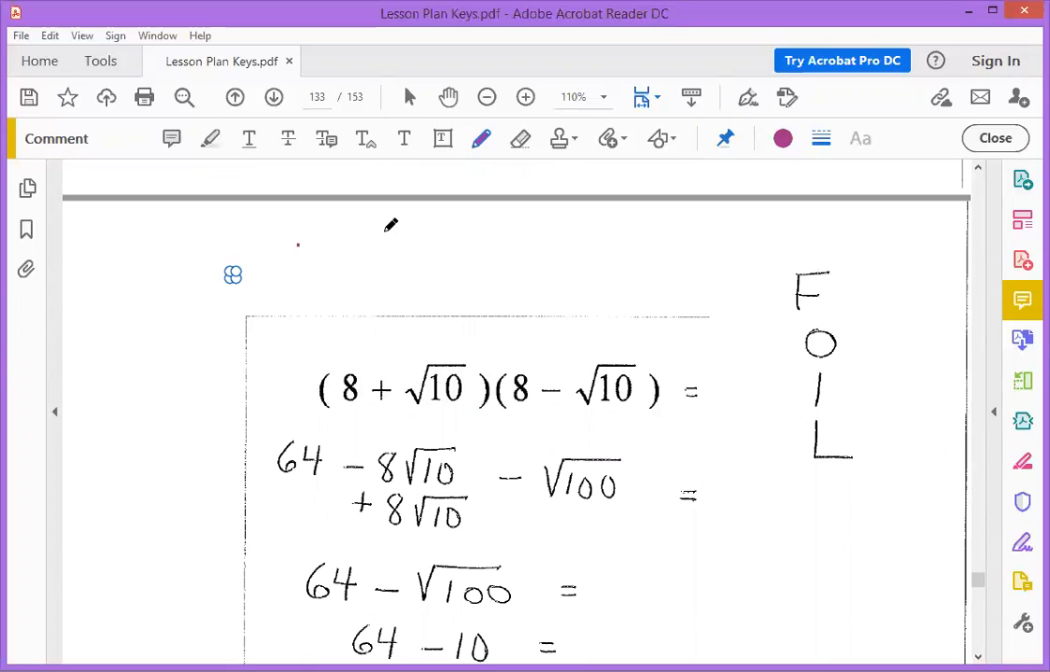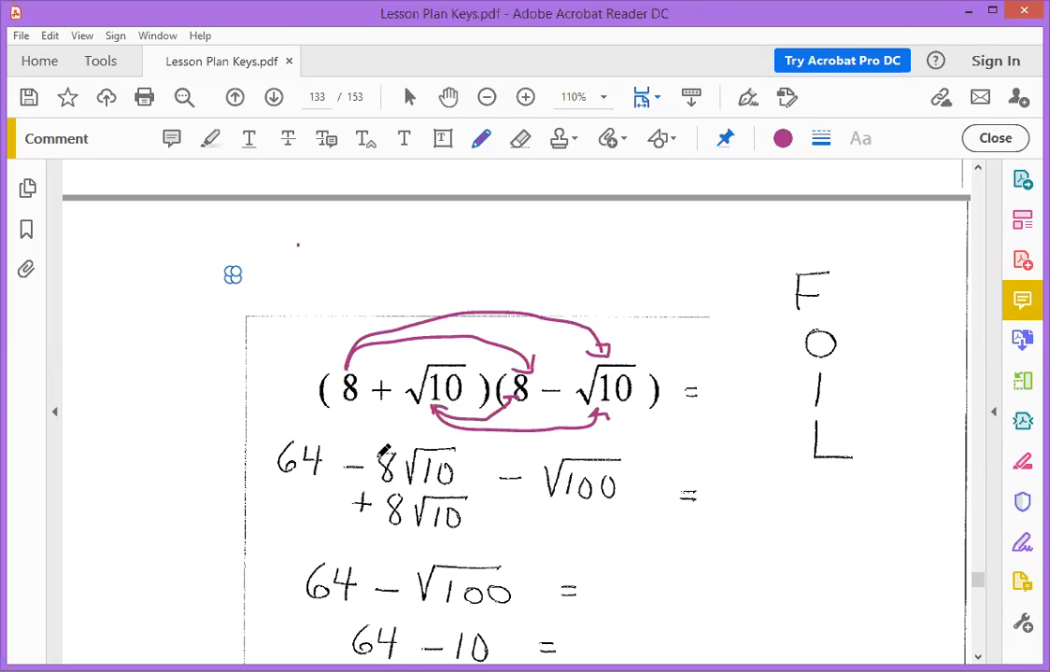All right, in the next example, we will distribute again using our FOIL method. So first terms, 8 times 8 gives us 64. The outer terms, 8 times minus square root 10, that gives us minus 8 square root 10. And now the inner terms, that's plus 8 times the square root 10. And then the last term, square root 10 times minus square root 10, that gives us minus square root 100.